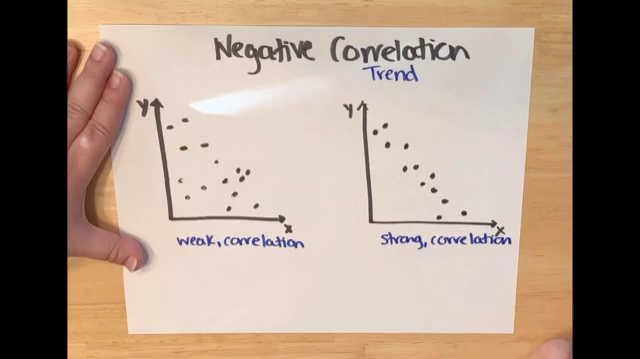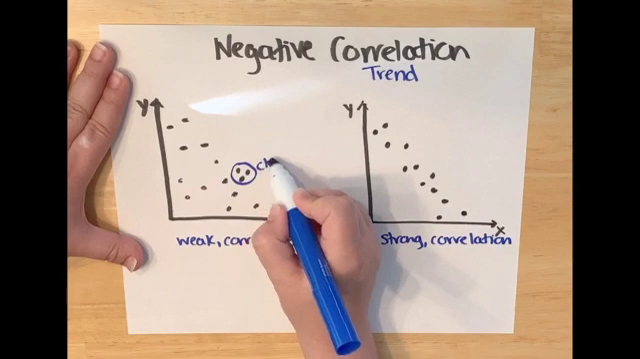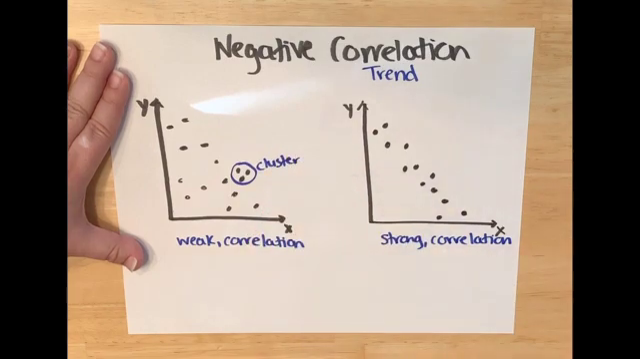Just like in the positive correlation, we have a little cluster here. But I'm not really seeing any outliers, nothing that stands out from the rest of the group.